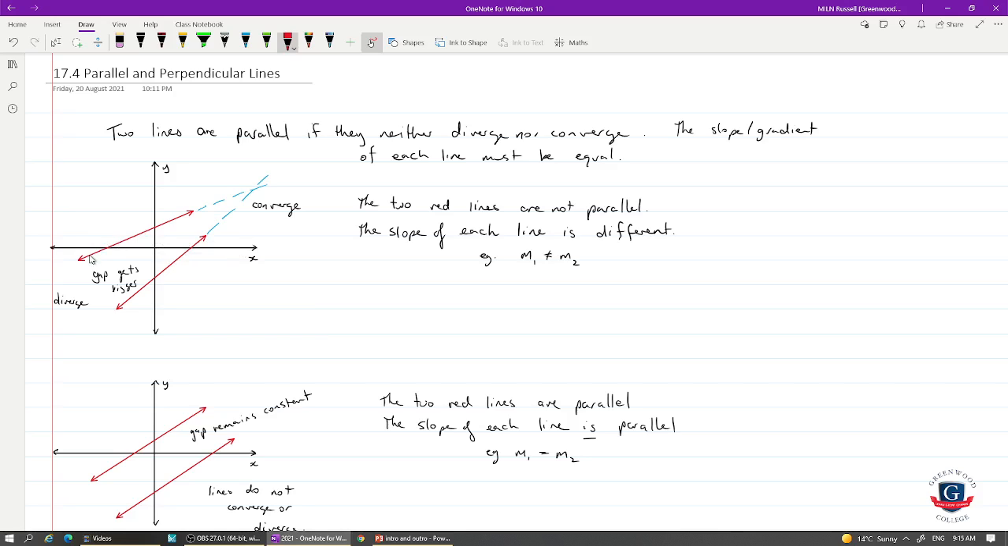In this case, neither of these two red lines are parallel, mainly because we can detect that if the slope of either line is different. So if we knew the slope of this line and the slope of that line, we could compare them. If they were the same, they would be parallel, but in this case they're clearly not the same, the slopes are different.